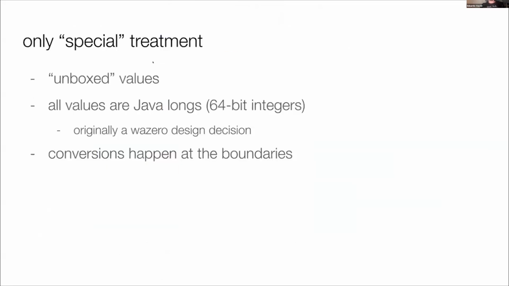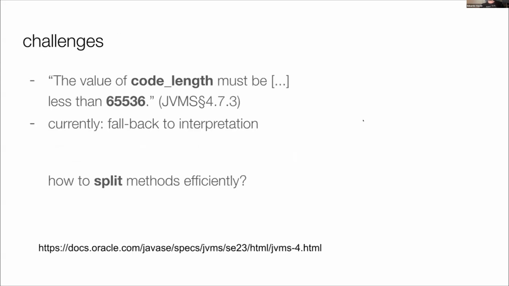besides generating bytecode. The only special treatment that we do is we use unboxed values, and all these values are Java longs, that is 64-bit integers, which is essentially the same representation, at least at the boundary, that wazero uses. And conversions happen only at the boundaries.